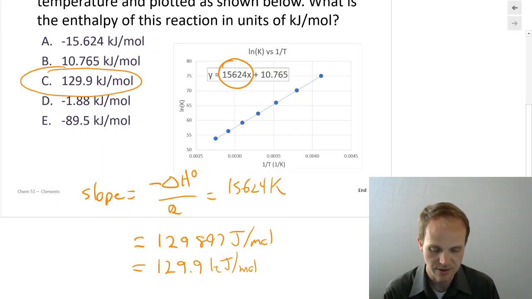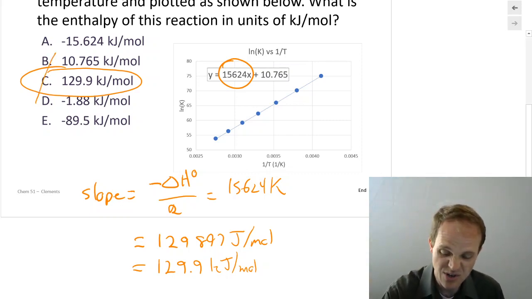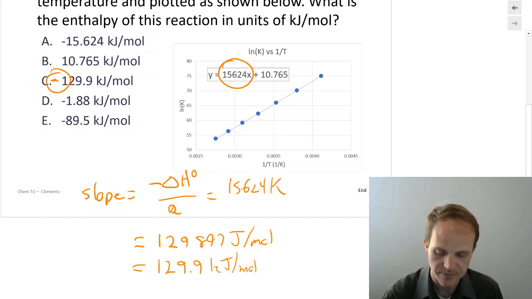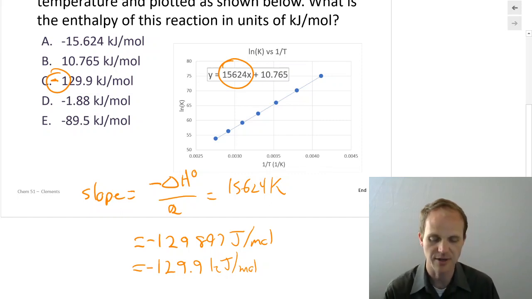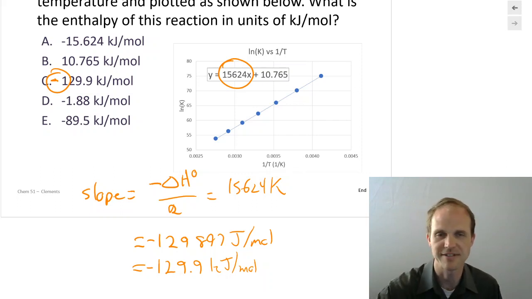A positive value? Did I do this right? Oh, that should be a negative value. Two negatives. That should be a negative 129, shouldn't it? Because it's minus delta H over R, and so we get a negative 129.9 here. It's very, very easy to forget your negatives. I've got to make a point of that and remind myself to fix that.